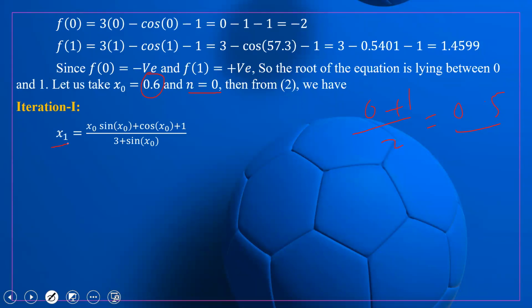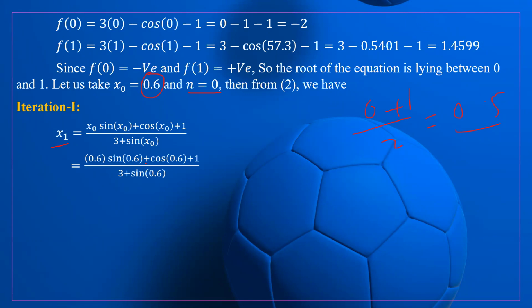So x(n+1) is, that is x1 from x0: sin x0 plus cos x0 plus 1 upon 3 plus sin x0. What is x0? x0 equal to 0.6, so sin 0.6 plus cos 0.6 plus 1 upon 3 plus sin 0.6.